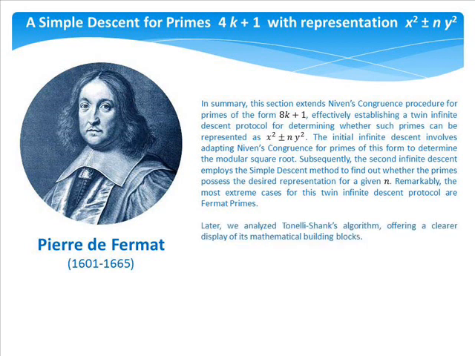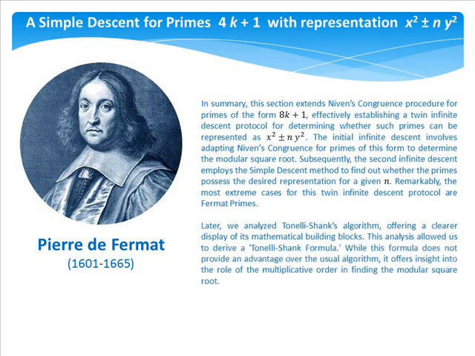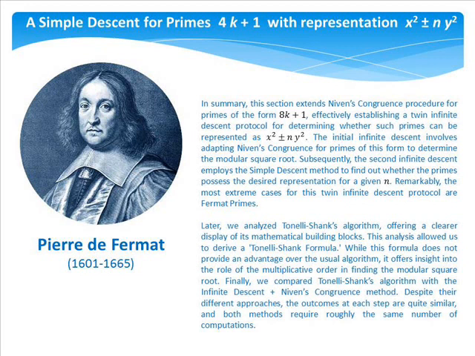Later, we analyze the Tonelli-Shanks algorithm, offering a clearer display of its mathematical building blocks. This analysis allows us to derive a Tonelli-Shanks formula. While this formula does not provide an advantage over the usual algorithm, it offers insight into the role of the multiplicative order in finding the modular square root. Finally, we compare the Tonelli-Shanks algorithm with the infinite descent method. Despite the different approaches, the outcomes at each step are quite similar, and both methods require roughly the same number of computations.